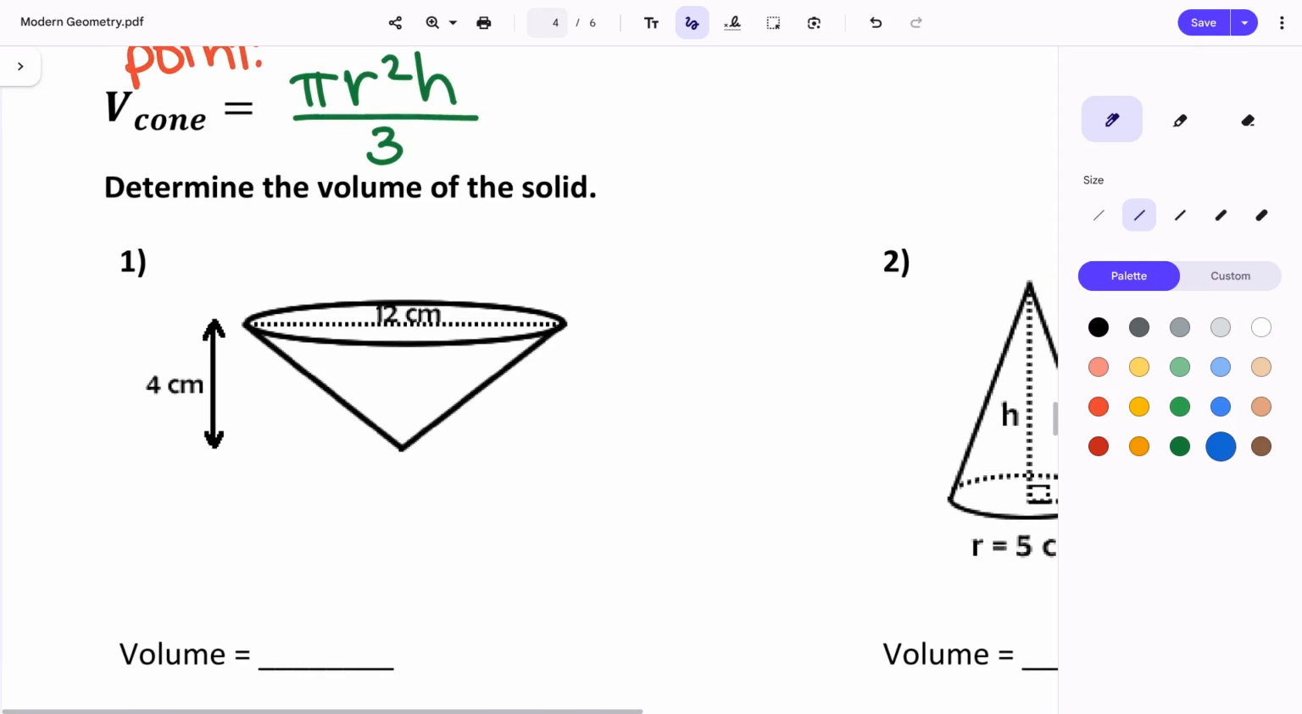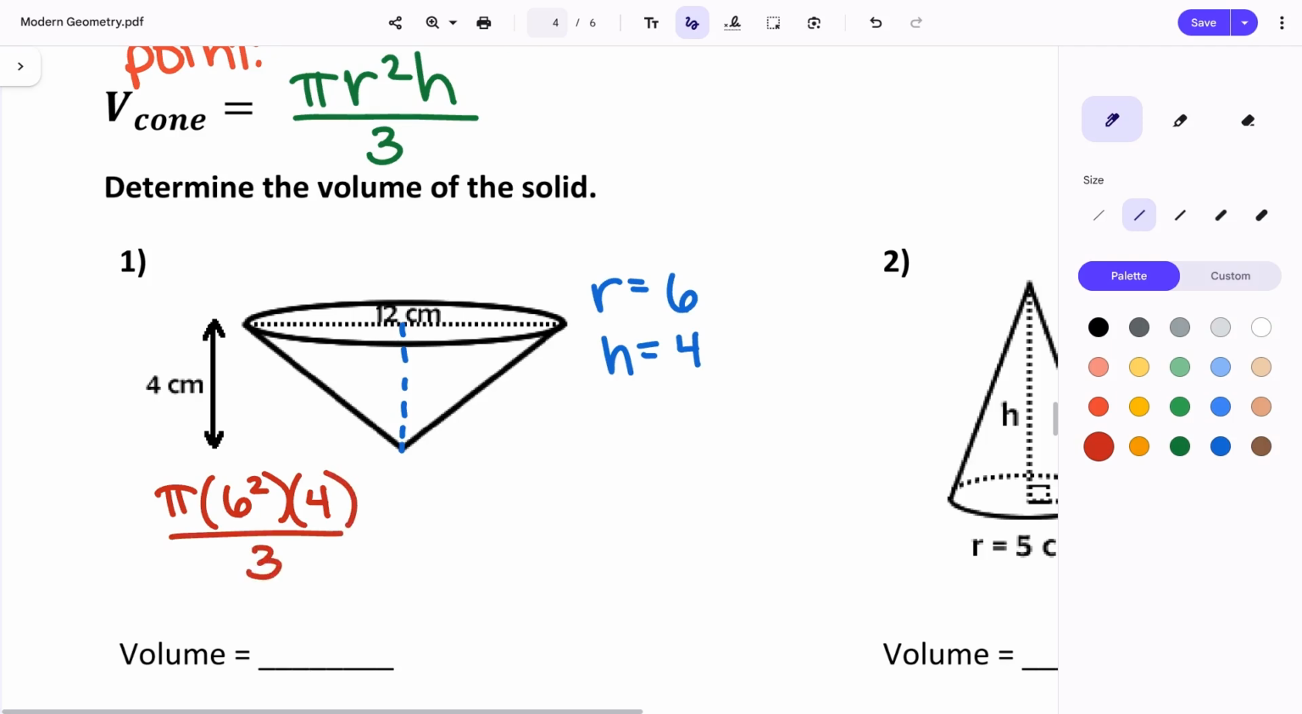Can you guys tell me from number 1 what the radius is? Good, 6. You got to cut that 12 in half. What's the height? It is the 4. Now, I mentioned this earlier, but sometimes the height may be drawn off of the cylinder or the cone. So in this case, this same 4 could be this segment right here, going down to that pointed tip. So it's still going to be 4. Now we're just going to plug this into volume. So pi times 6 squared times 4 all over 3.